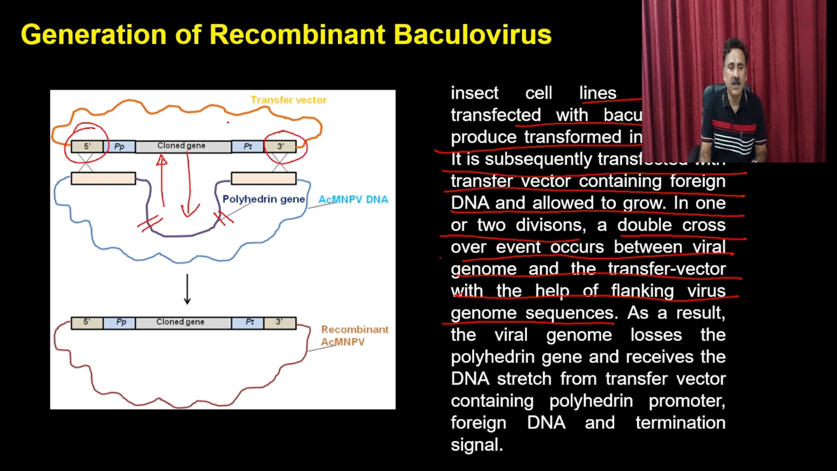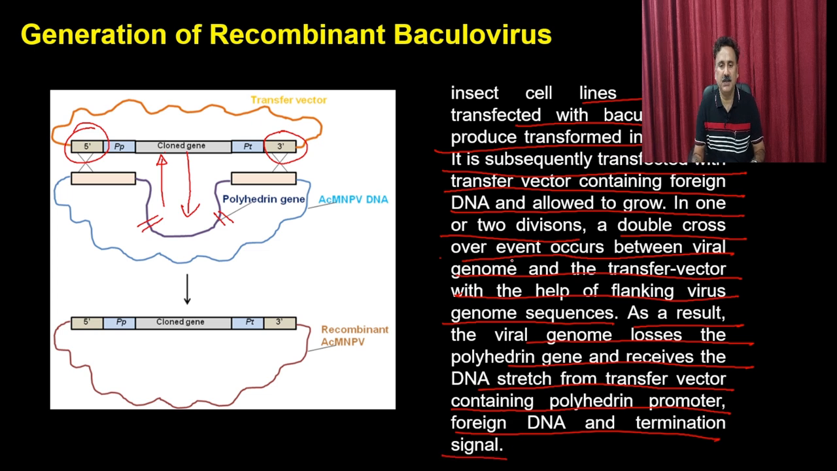And because of this, whatever is present in the transfer vector is going to be replaced into the baculovirus genome. As a result, the viral genome loses the polyhedrin gene and receives the DNA stretch from the transfer vector containing the polyhedrin promoter, foreign DNA and the termination signal. And this is the way you generate the recombinant baculovirus.